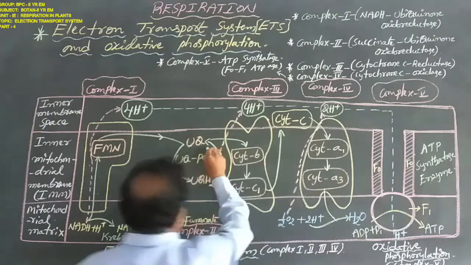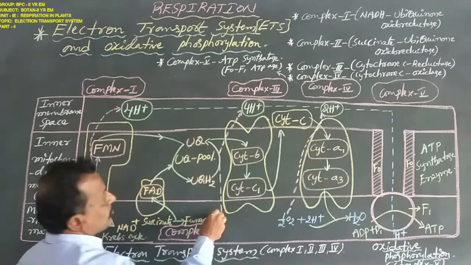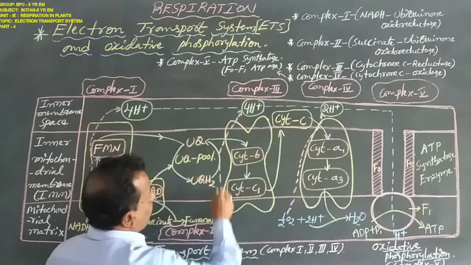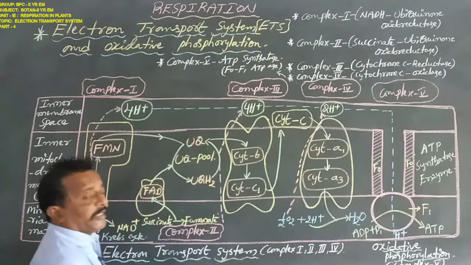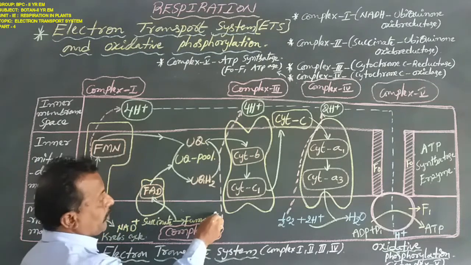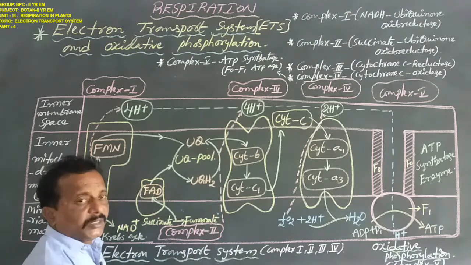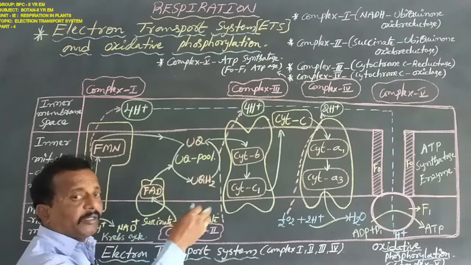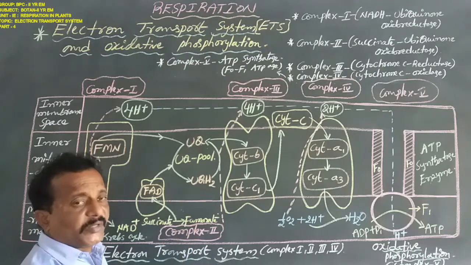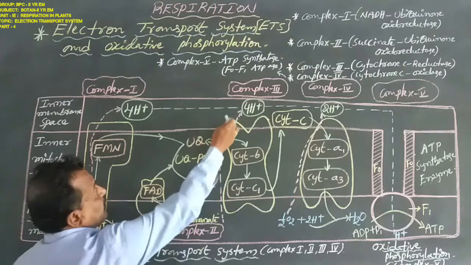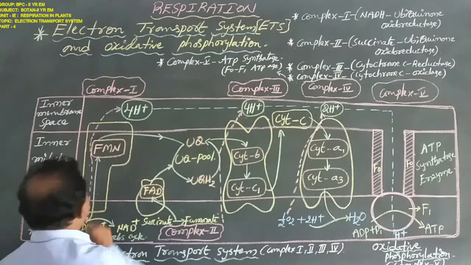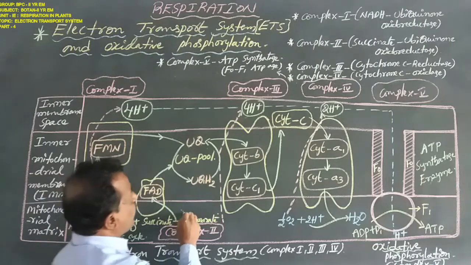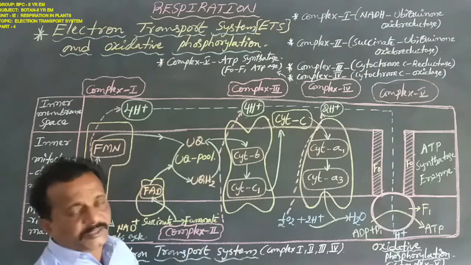At the same time, as these electrons move, some protons are released, that is 4 protons. Why? Because each time 2 electrons lead to the formation of 2 protons each. So how many protons are formed? 4 protons. NADH2 leads to the formation of 4 protons, and FADH2 leads to the formation of 4 protons.